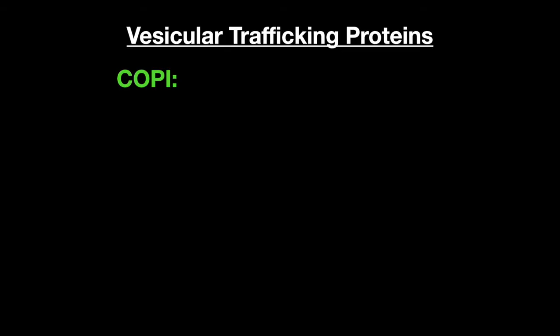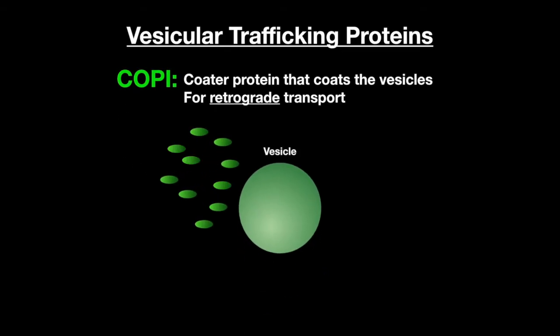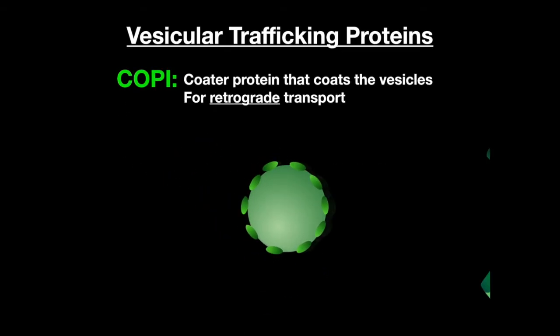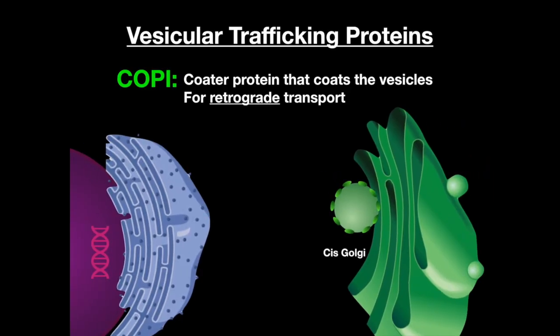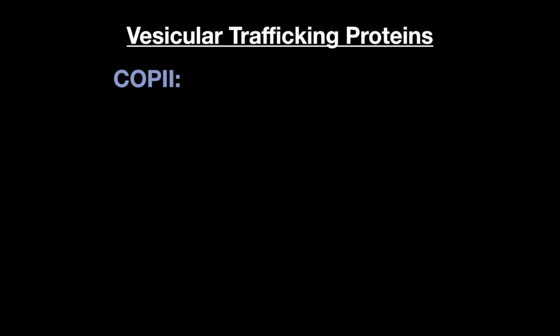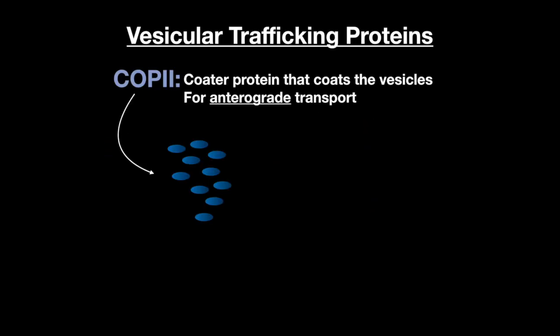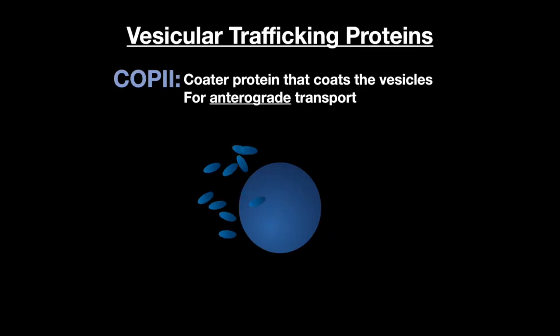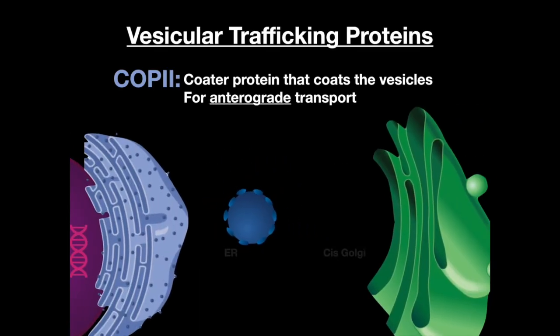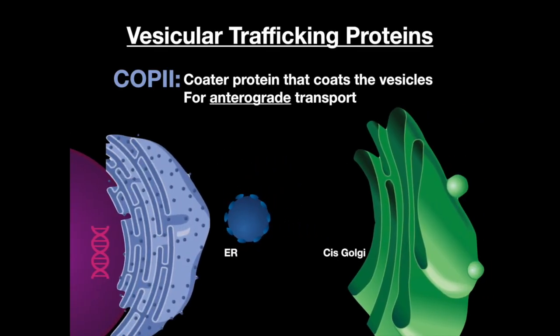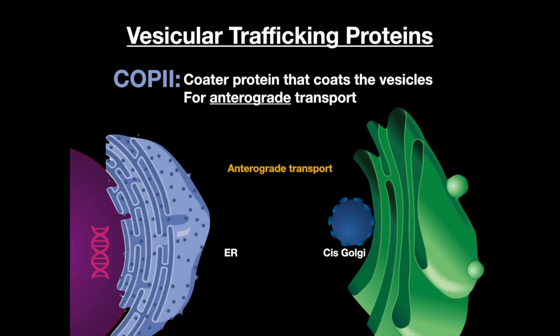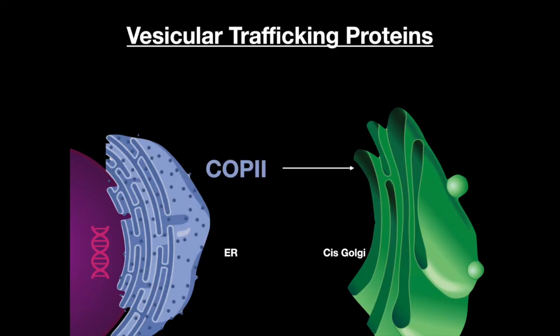Vesicular trafficking proteins. There are three kinds of vesicular trafficking proteins. COPI is a coatomer protein that coats the vesicle for retrograde transport. This will bring the vesicle from the cis Golgi to the endoplasmic reticulum. COPII is another coatomer that coats the vesicle for anterograde transport from the endoplasmic reticulum to the cis Golgi. 2 steps forward, 1 step back.